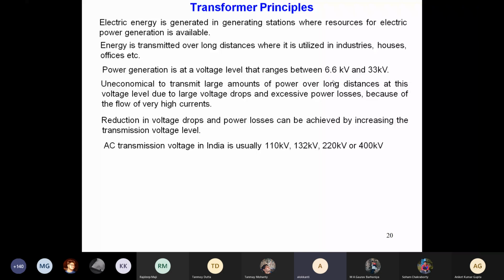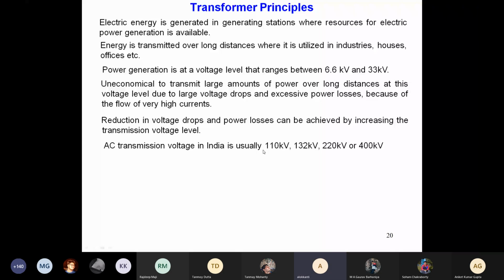That is because the voltage level of the wires in these huge structures is at this level, 110 kilovolts. Kilo means 10 to the power 3, so it is 1 lakh 10,000 volts, or 4 lakh volts if it is 400 kilovolts. So these are the levels. From the generation voltage to this transmission voltage level, there has to be some equipment to do this.